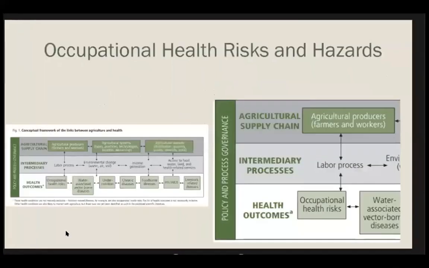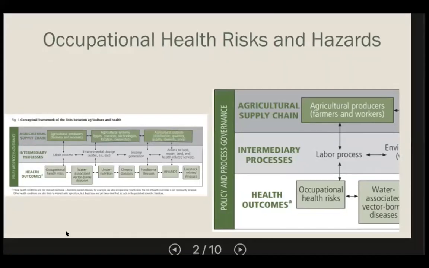In Sydney's presentation, she did a really good job, which you haven't seen yet, introducing this conceptual framework between agricultural workers and safety. It's a great visual for looking at all the connections between ag and health, but I'll be focusing on the link between agricultural producers, farmers, and workers to the labor process, and then the labor process to the occupational health risks.